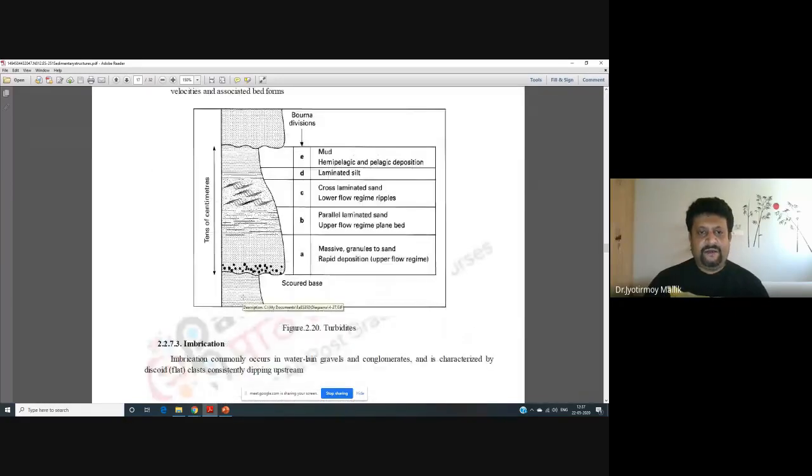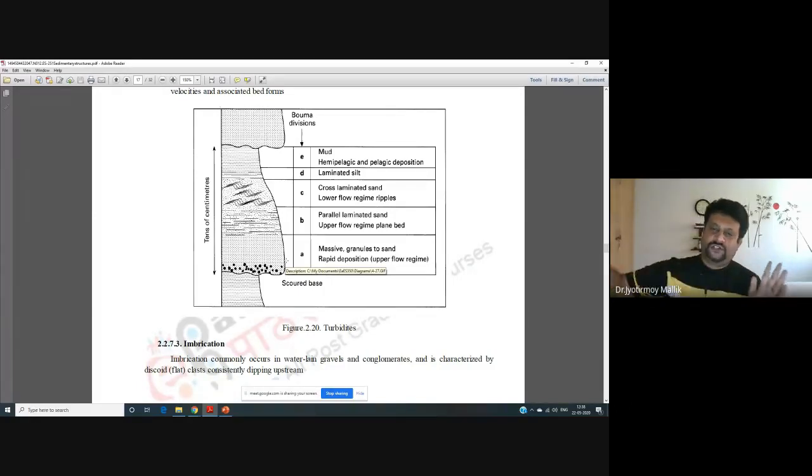Okay? I'm sure you know about turbidites as well. Turbidites are of course a very big subject by itself, so I cannot essentially cover turbidites. Turbidites are also similar slope deposits. When you have a slope and a shelf, you know about them. When there is a transition from the ocean to the open sea, that is where the turbidites generally develop.